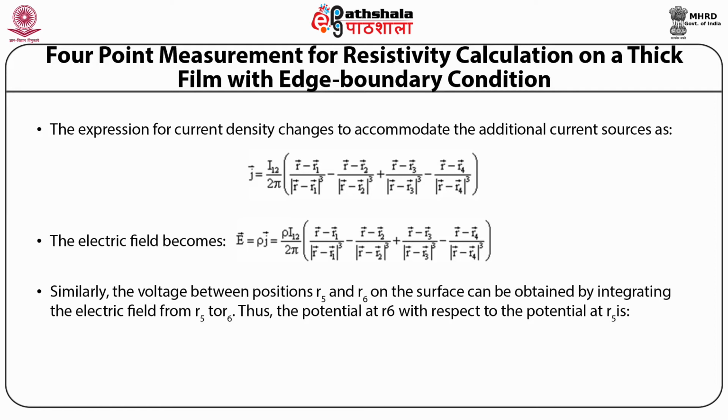Thus, the potential at R6 with respect to the potential at R5, V65, is equal to minus rho into I12 divided by 2 pi into the integral going from R5 to R6, within the brackets under the integral sign, vector R minus vector R1 divided by the cube of modulus of vector R minus R1, minus vector R minus vector R2 divided by the cube of modulus of vector R minus vector R2, plus vector R minus vector R3 divided by the cube of modulus of vector R minus vector R3, minus vector R minus vector R4 divided by the cube of modulus of vector R minus R4, brackets close, dR.